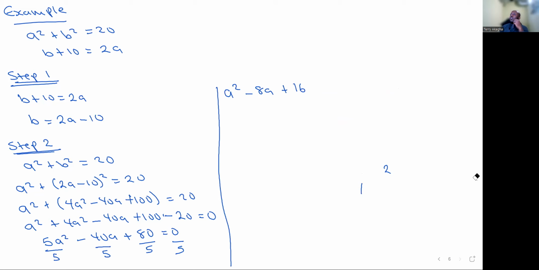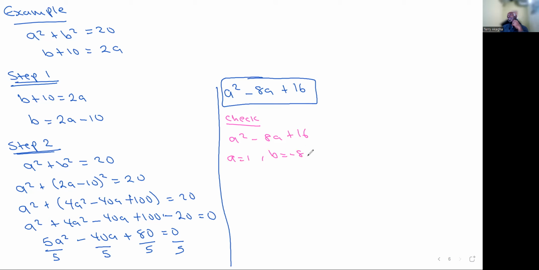Then we've gotten the resultant quadratic equation. The next thing that we need to do is to check what the discriminant for this is. So let's check, like we've always done. So a squared minus 8a plus 16. Our a is equal to 1, our b is equal to minus 8, and our c is equal to 16.